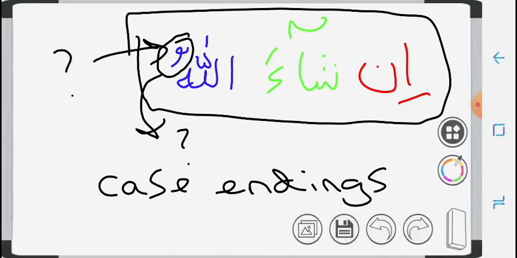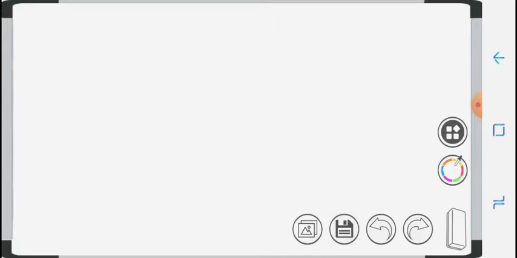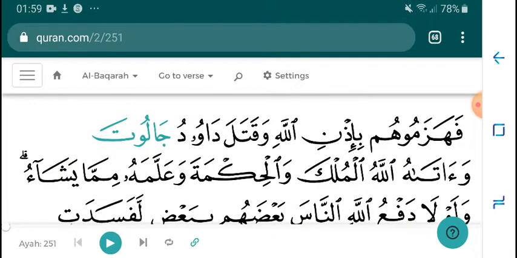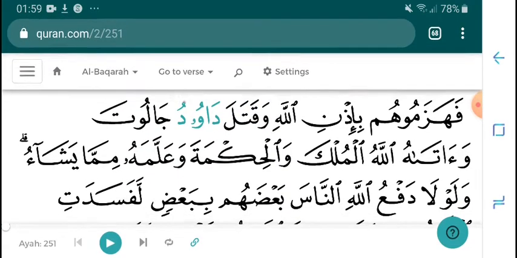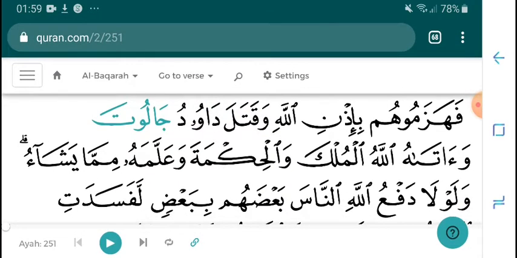What does this sign mean? This is what really is important, and this gives an idea of what this sign actually does for the word in that statement. So I'm going to look at something from the Quran here, in Surah Al-Baqarah, ayah number 251. The words in particular which interest me are: وَقَتَلَ دَاوُودُ جَالُوتَ.